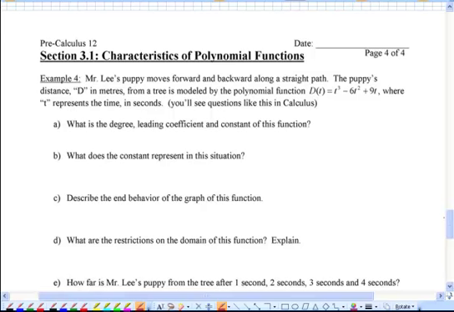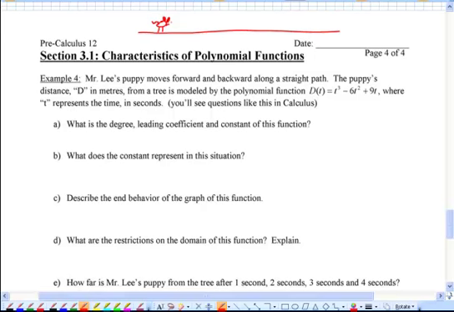Okay. So I've got a puppy. He moves forward and backwards along a straight path. So imagine him on the sidewalk. Okay. Here's my sidewalk. Here's my puppy. Woof woof. Okay, doesn't look like much of a dog, but whatever. Okay. I don't know what that looks like now. Here, dog. Somebody help me if you know how to draw.